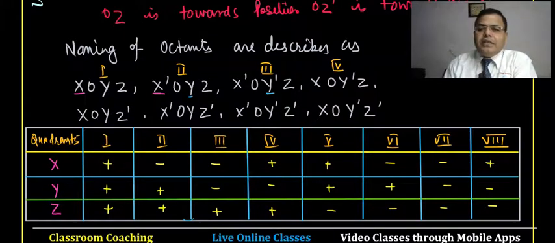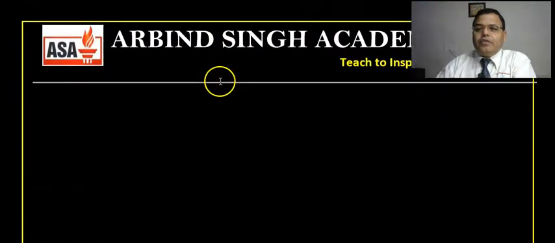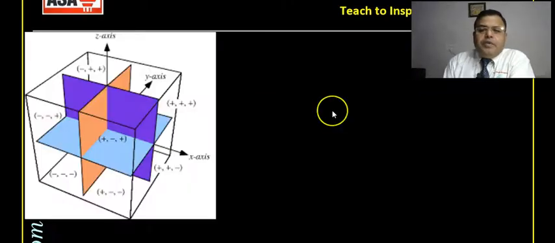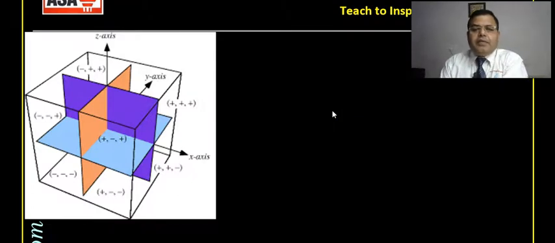Now, how these 8 octants look like, that I am going to tell you, because in a plain figure it is not possible to show this. In a three-dimensional figure, definitely you will be able to understand it. So let me write this. Now you can visualize how this will be.